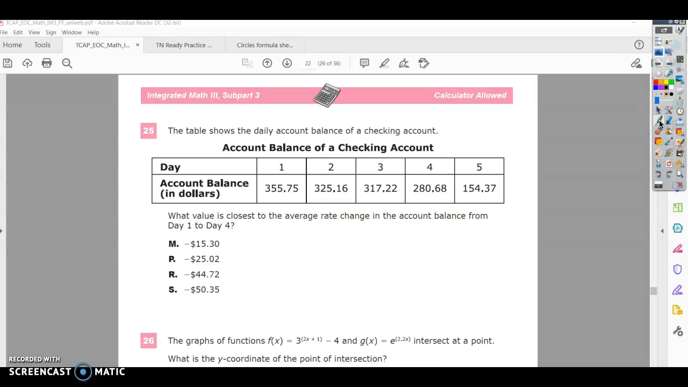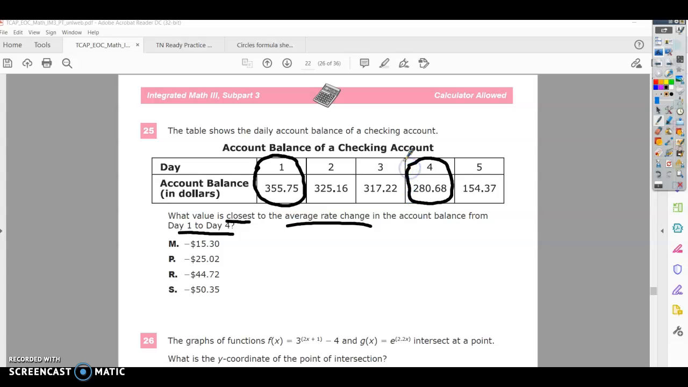Number 25 of the Math 3 EOC practice test. The table shows the daily account balance of a checking account. What value is closest to the average rate of change in the account balance from day 1 to day 4? All right, so we're going to use day 1 and we're going to use day 4.